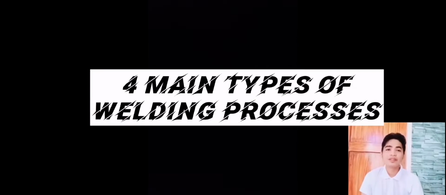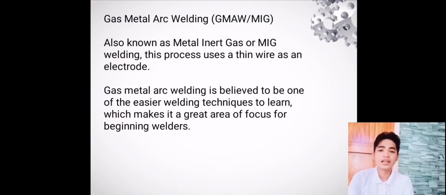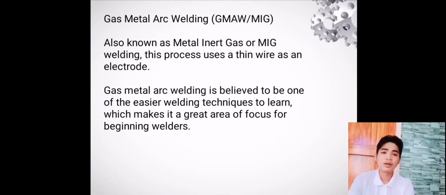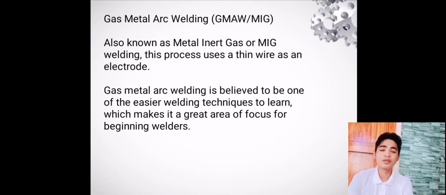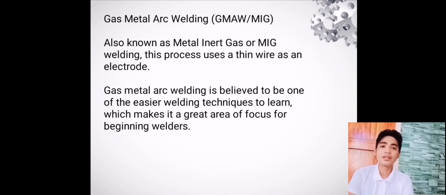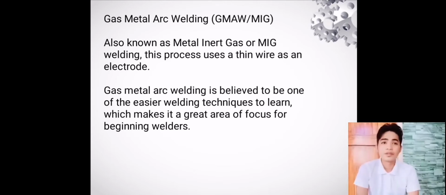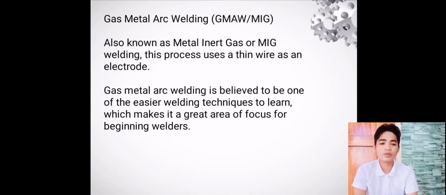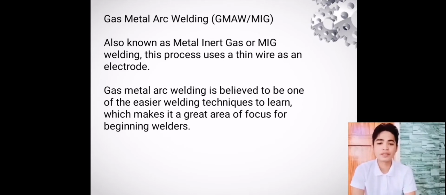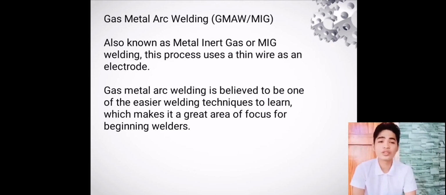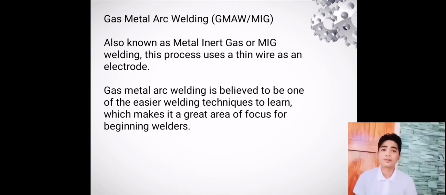There are four main types of welding processes. First, gas metal arc welding, GMAW or MIG. It's also known as MIG, which is metal inert gas welding. This process uses a thin wire as an electrode. Gas metal arc welding or MIG ay ginagamit ng isang manipis na wire bilang isang electrode. When we say electrode, ito ay isang conductor kung saan pumapasok o umaalis ang kuryente sa isang bagay.